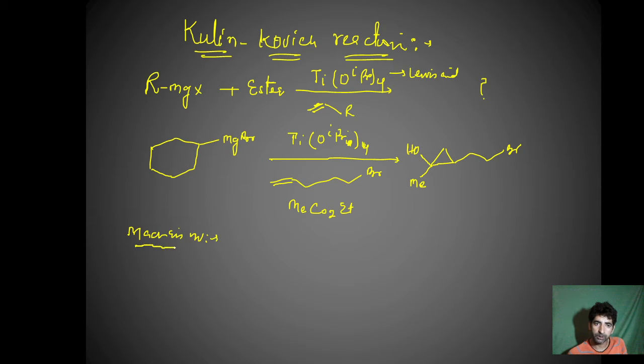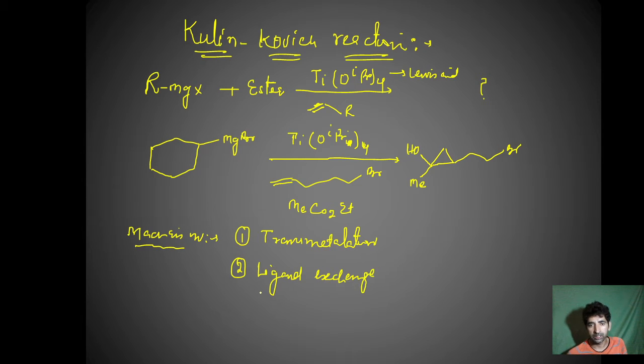The mechanism involves following steps. First, it involves transmetallation. The second step of the reaction involves ligand exchange. And in the third step, a 5-membered ring is formed. And in the fourth step, from this 5-membered ring, you get cyclopropyl alcohol. That's a 3-membered ring with OH group.